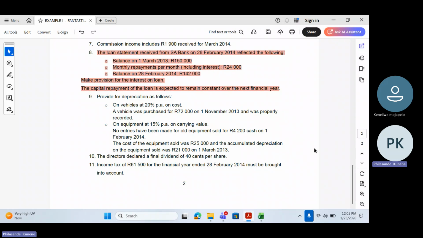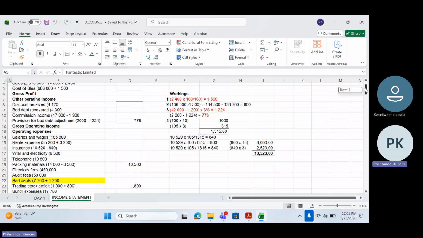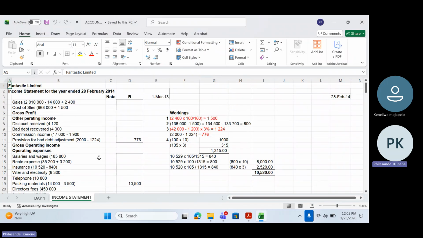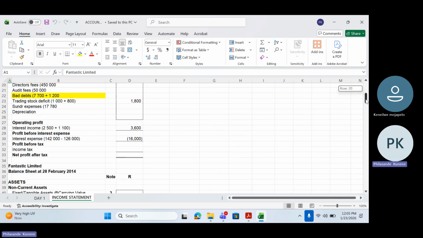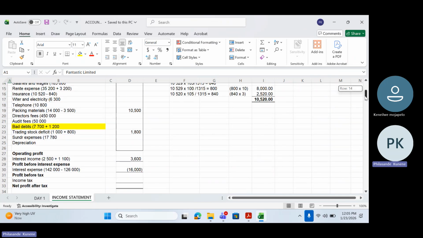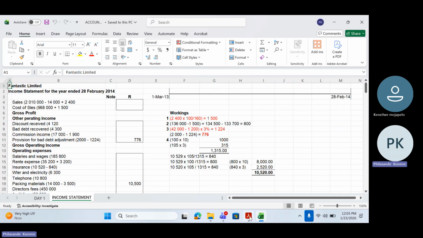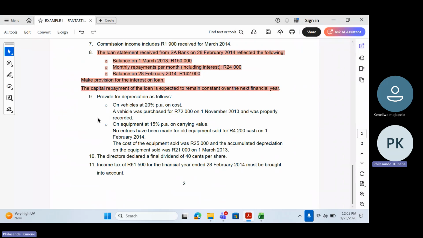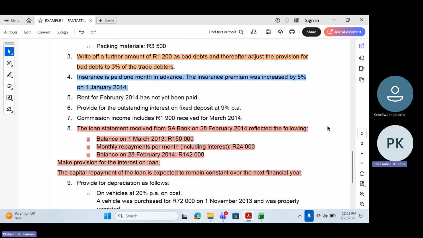But those transactions that we highlighted, those are the transactions that we are still going to work on more. Okay, so our income statement is like this at the moment. We did put some workings. We just need to combine and then get the total amounts up until the net profit after tax. But now, before we finalize our income statement, we need to work on this transaction number 9.